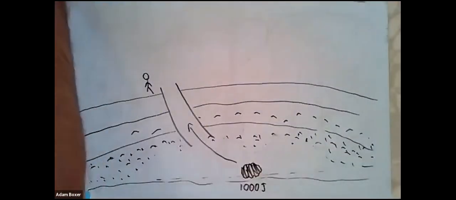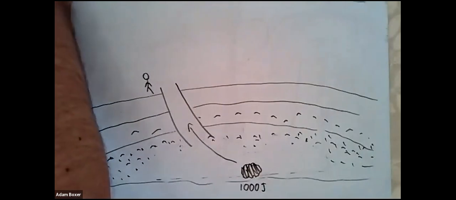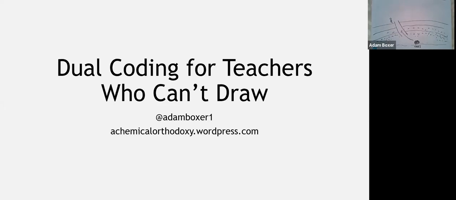Many of you are thinking to yourself, what is this guy doing? Why is he talking about coal? The reason why I'm talking about coal is because this is one of my standard explanations that I give to my students. We talk a lot about dual coding, and what I'm going to do in this session is dual coding for teachers who can't draw. Because as you probably noticed during that, my drawing is not particularly good.